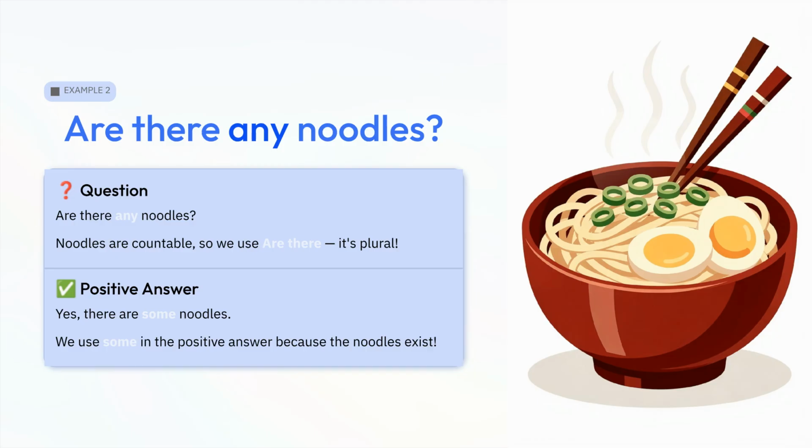Example 2. Are there any noodles? Noodles are countable and plural, so we say, are there? Positive answer. Yes, there are some noodles. We use some because it is a positive answer.